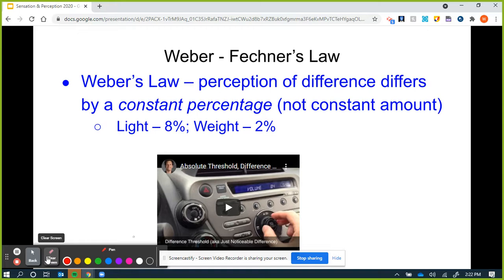So if you have a 10-pound weight and you want to make it heavier, you just add 0.2 pounds to it. But if you have a 100-pound weight and you want to make it heavier, you add 2 pounds to it. So Weber's law says it's not a constant amount, it's a constant percentage, because the amount is going to go up as the intensity of the stimulus goes up. All right. Anybody got any questions about any of that?